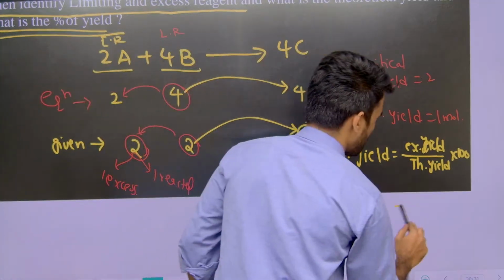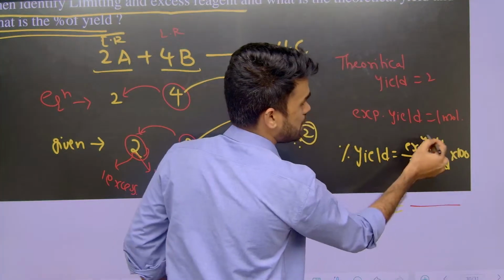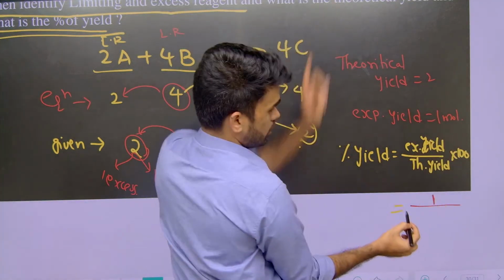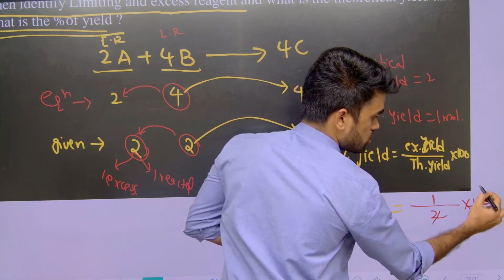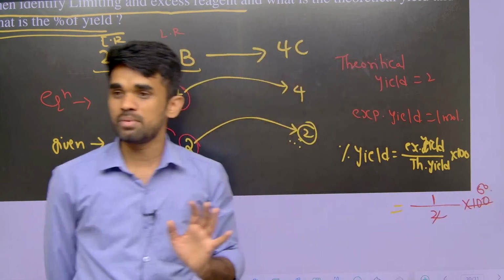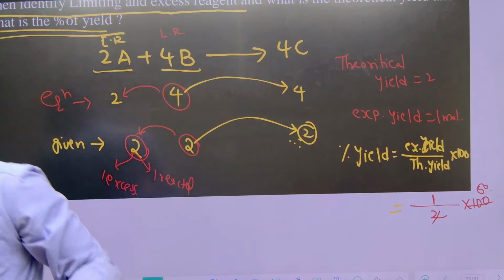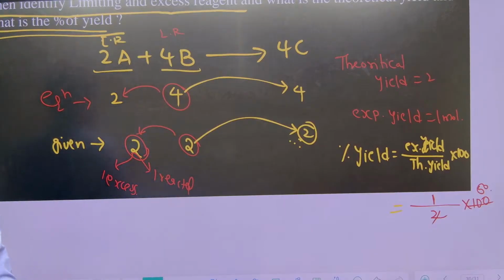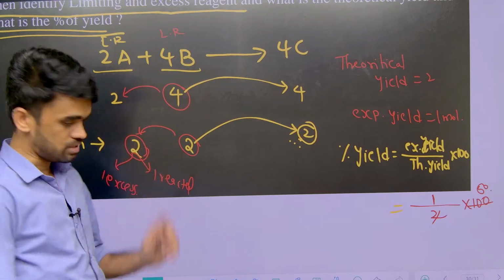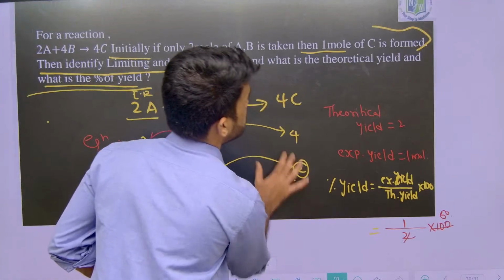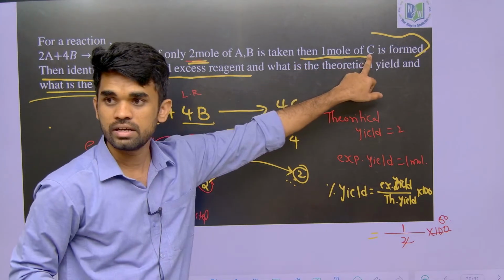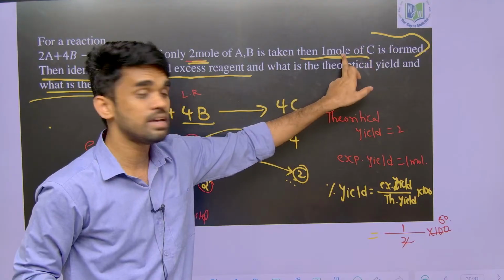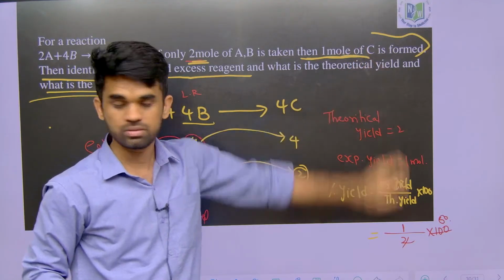So tell me, experimental yield is how much? 1. Theoretical is how much? 2, into 100. So 50. What is the formula to calculate percentage yield? Experimental yield by theoretical yield into 100. Done with this? Yes, you can write. So whenever you see something like this about a product, it means it is an experimental yield value.